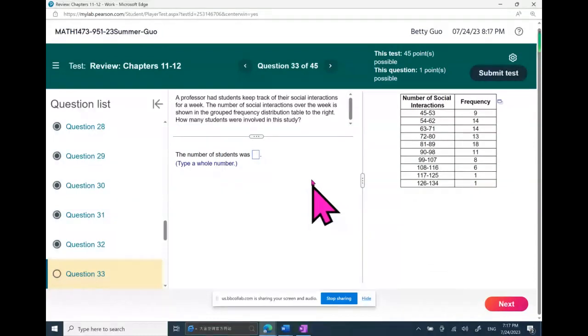This is the same problem background. We are looking for this time how many students were involved in the study. Okay.